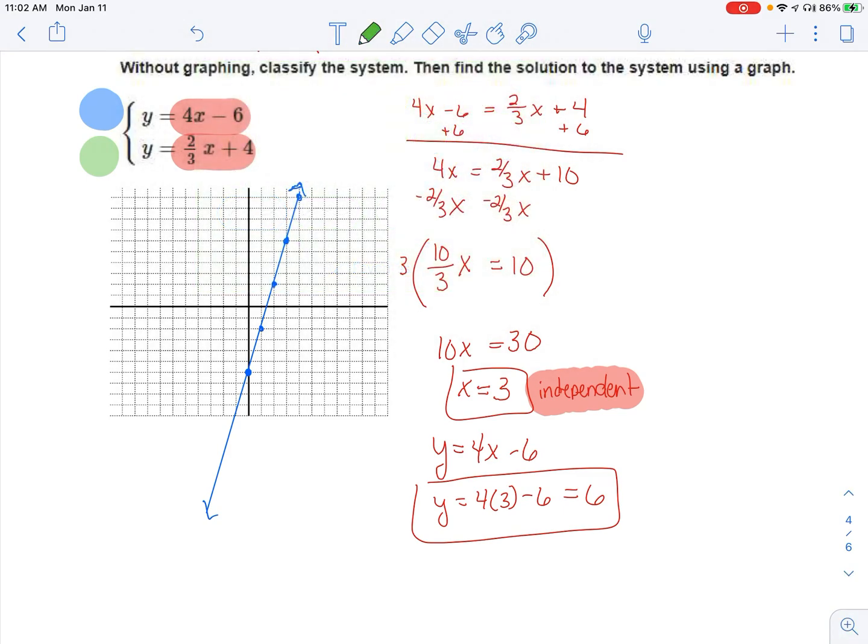They're already solved for y. P.S. If they were not solved for y, you would need to do that. 1, 2, 1, 2. Oh, good. See how my green hit my blue? That's good. That means I'm done.